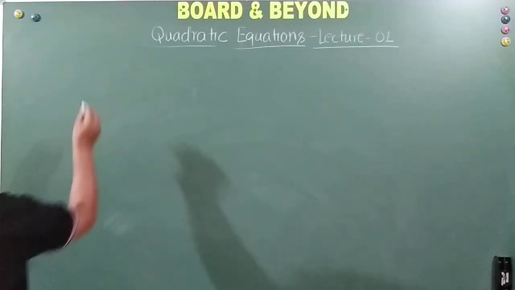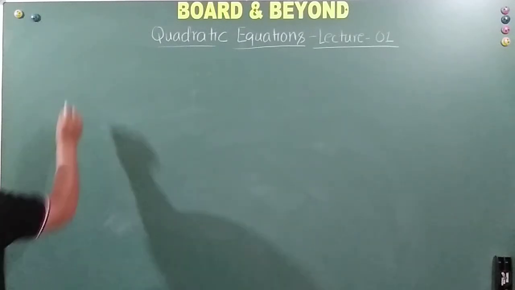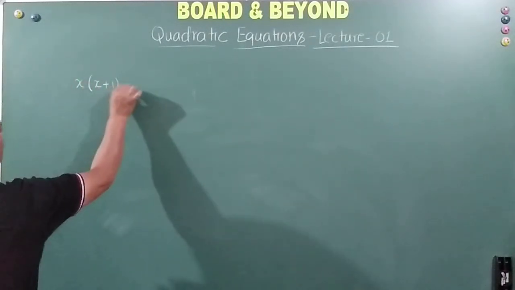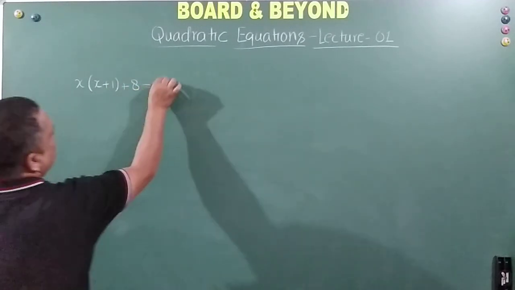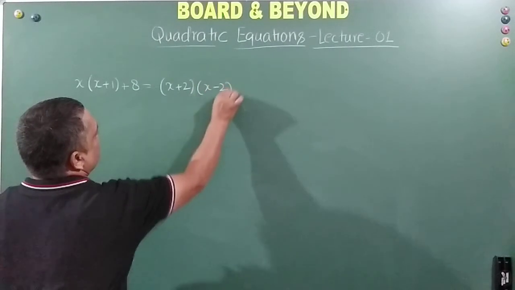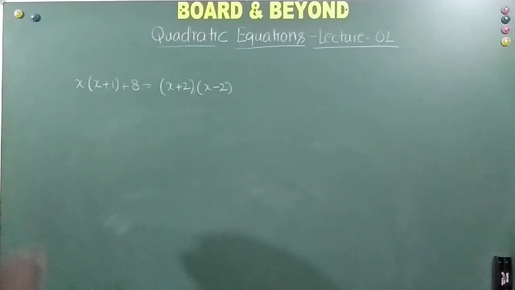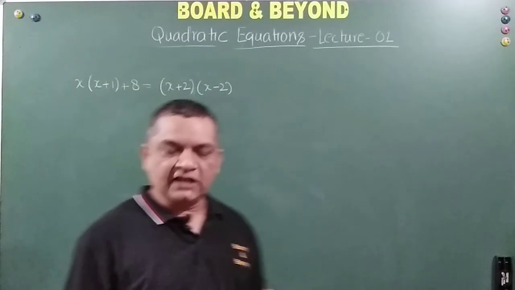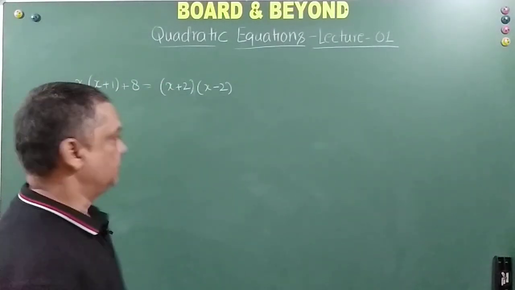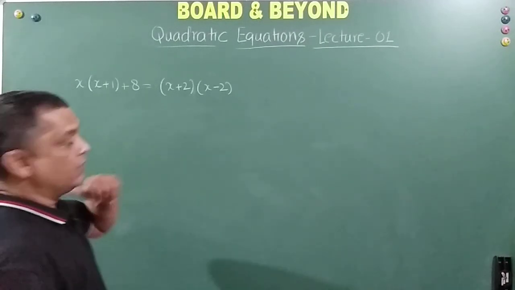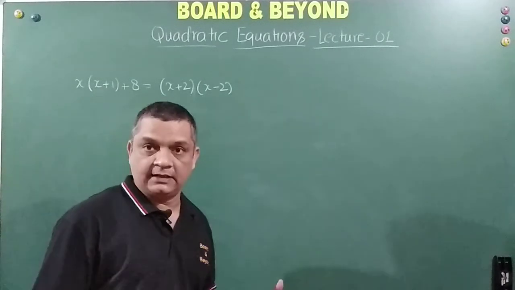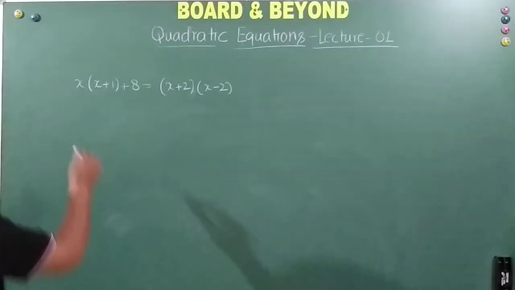Check if this is a quadratic equation or not. The expression given to us is (x plus 1) whole square plus 8 is equal to (x plus 2) into (x minus 2). Right friends? We are expected to find out whether this is a quadratic equation or not. One suggestion for you: please don't try to judge it just by seeing it. Let's expand it.